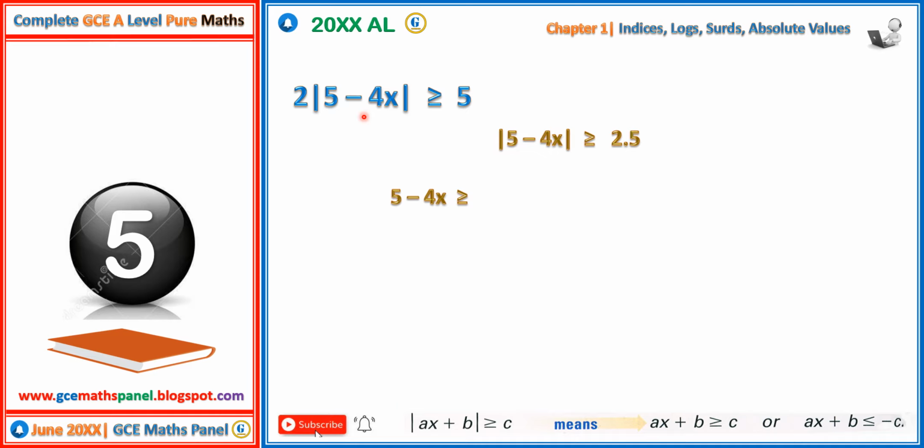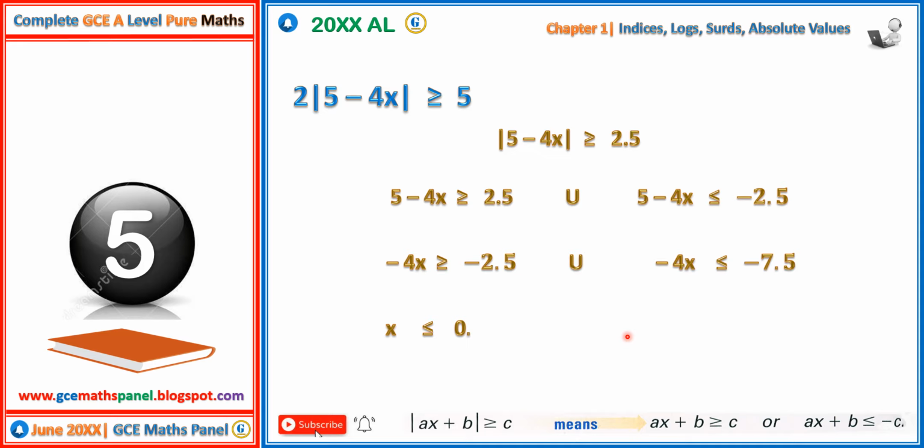The next step, you can now split it using what we have here. So 5 - 4x is greater than or equal to 2.5, union 5 - 4x is less than or equal to the negative of it. We solve these two separately, and our end result is x is less than or equal to 0.625 union x is greater than or equal to 1.875. That's question 5, and now question 6.